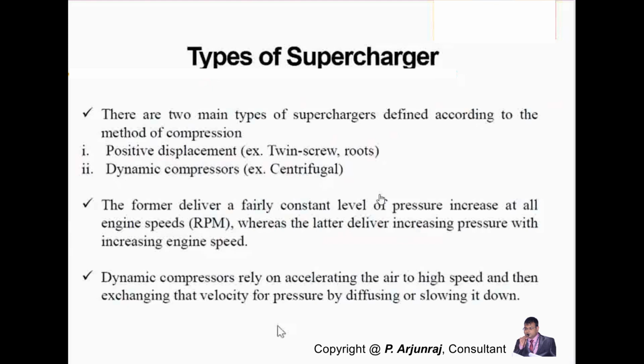Again, force is nothing but mass into acceleration, and pressure is nothing but force by area. All these are correlated: pressure, velocity, mass, acceleration. Using all these principles, we are going to ensure that the air coming from the atmosphere, when it comes to the inlet, has the induced force which will meet all the parameters of velocity, pressure, acceleration, and also the mass.